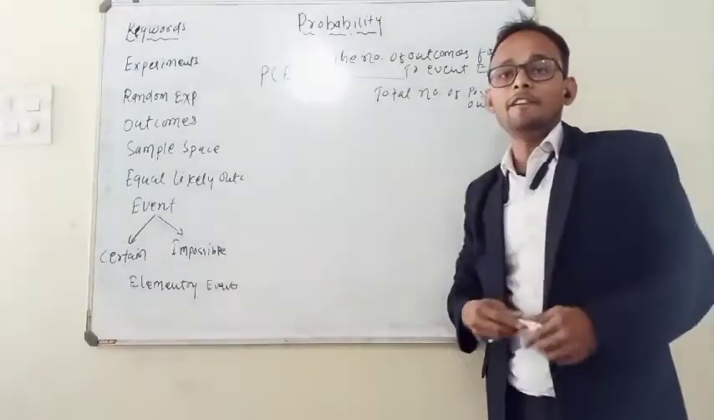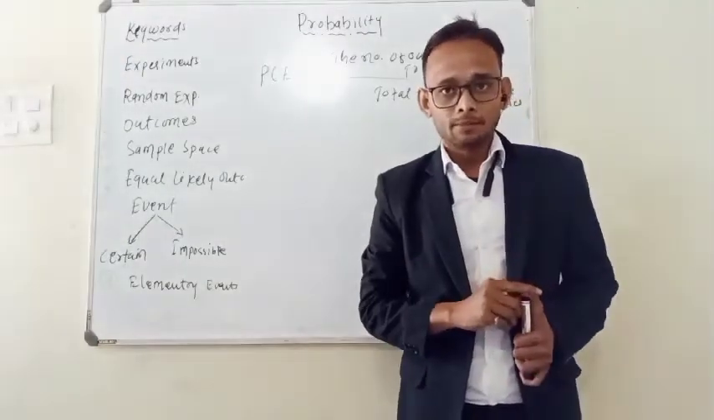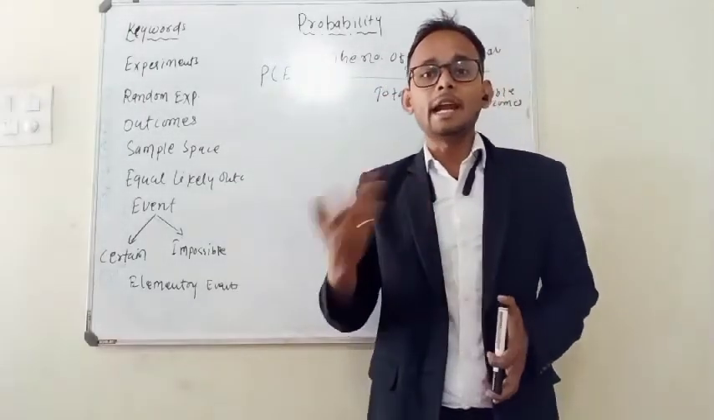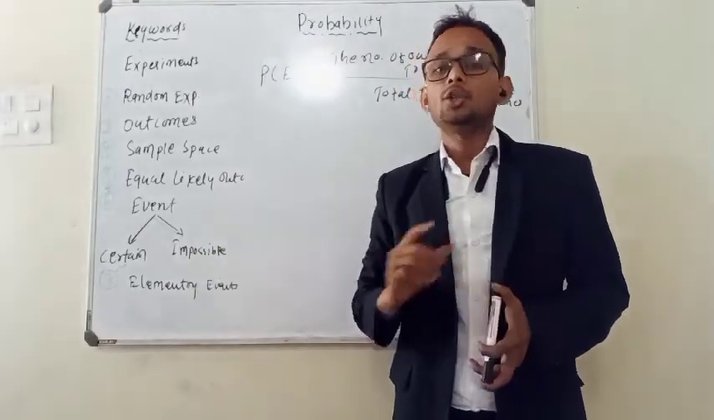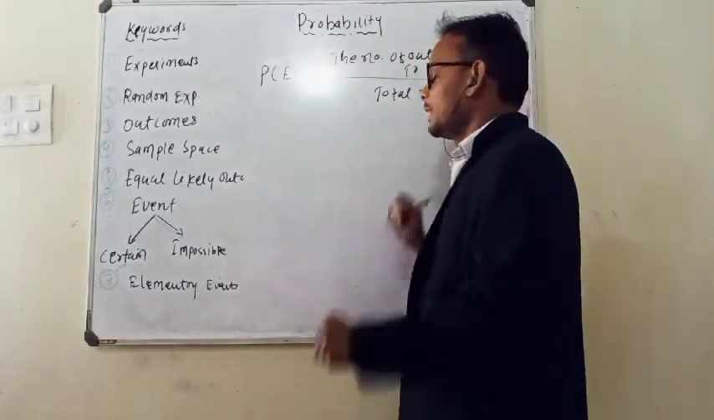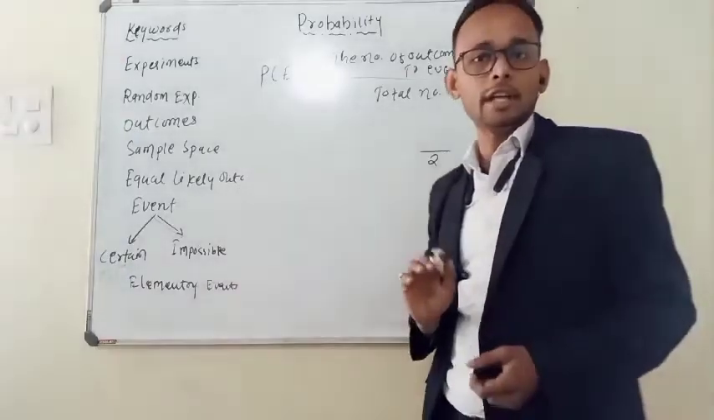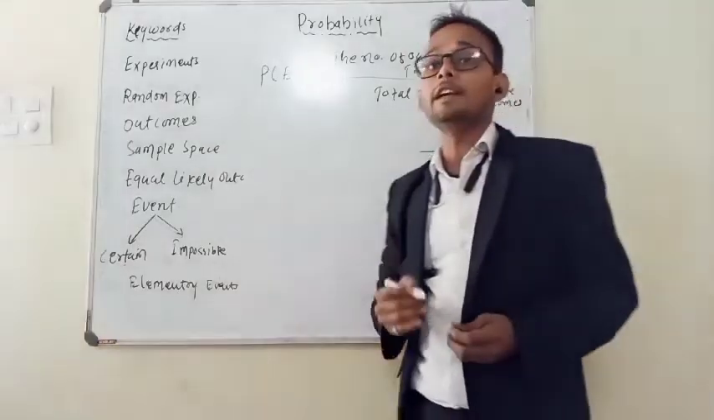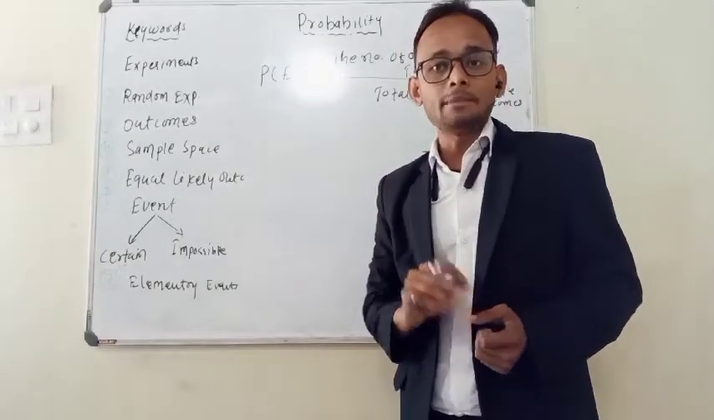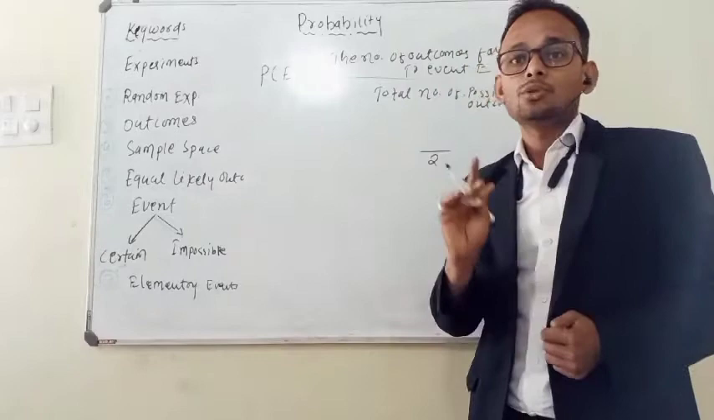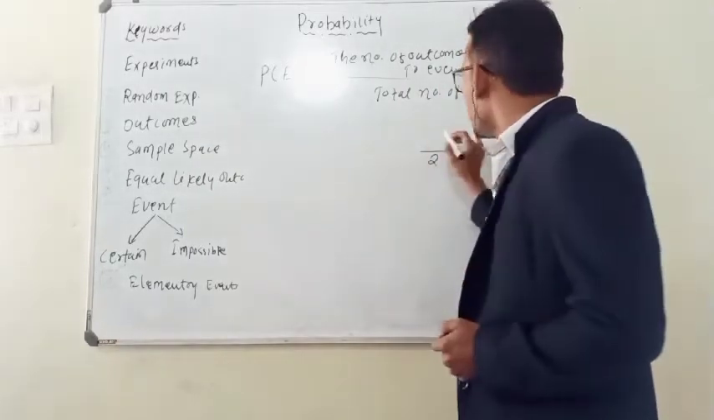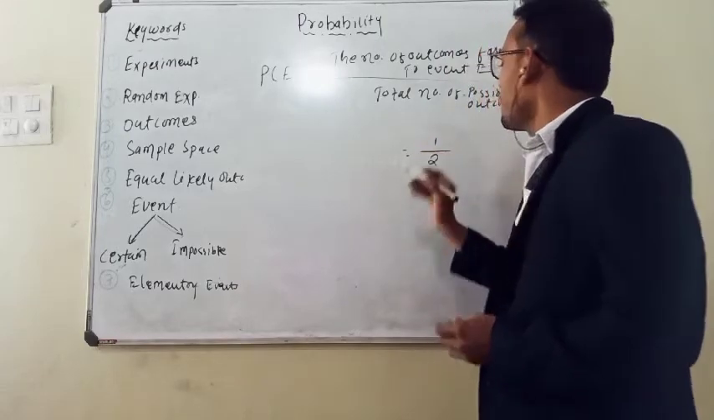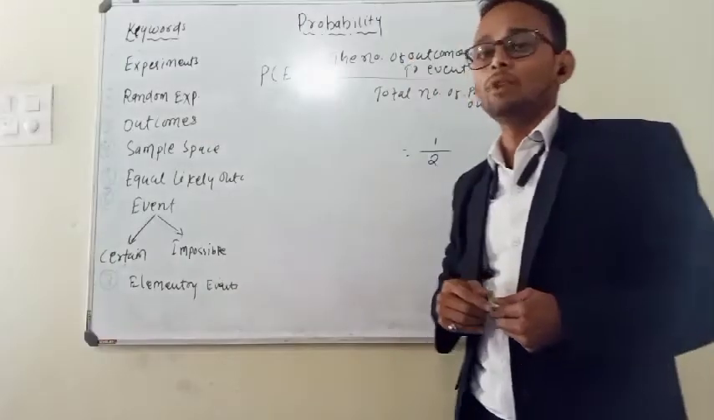If I take the example of a coin and ask what is the probability of getting head, it is very simple. The total number of possible outcomes in a coin is 2, either head or tail. The event is head, so how many times will head come if a coin is tossed once? There is only one head on a coin. So the number of outcomes favorable to event E is 1. So the probability of getting head is 1 upon 2.